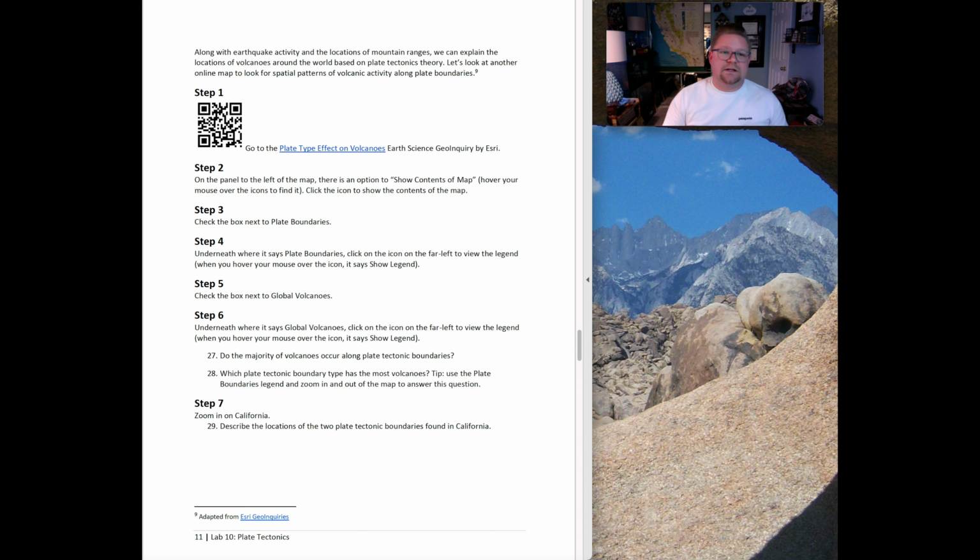Once you do that, it says along with earthquake activity and the locations of mountain ranges, we can also explain locations of volcanoes.